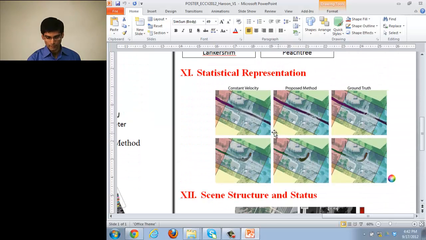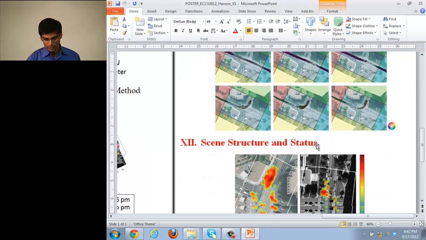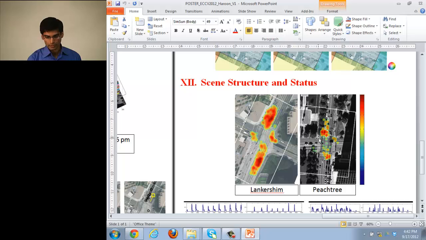For statistical representation, these are the motion patterns shown with the orientation shown with the color wheel. And as you can see, with constant velocity, you have mixtures of Gaussians which are very similar. They have the constant velocity, whereas the proposed method and ground truth show the acceleration and stopping behavior in both of these cases. We can infer some statistics, some structure about the scene. These are the locations where the vehicles typically stop, and we get this by performing KDE over where the vehicles stop.